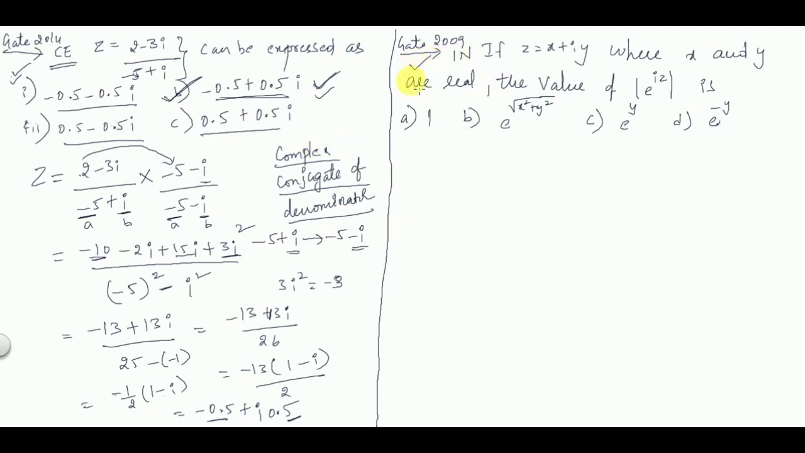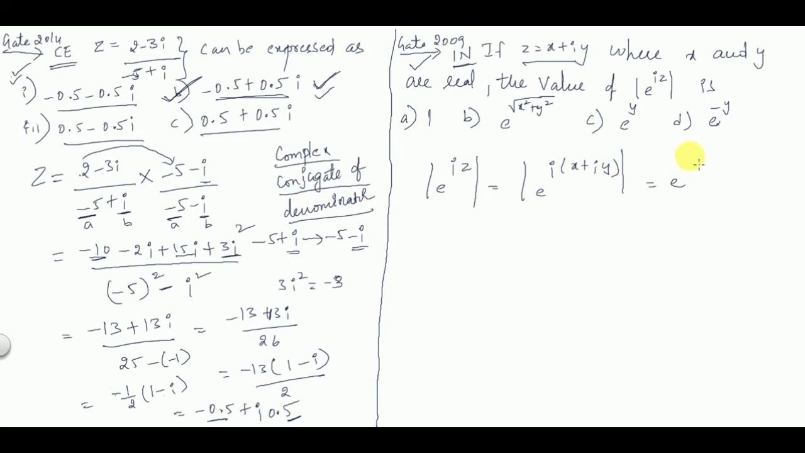So this is asked in GATE 2009 instrumentation branch. In this he has given z is equal to x plus iy is the complex number, x and y are real numbers, then the value of modulus of e power iz he is asking. So he is asking the value of modulus of e power iz. So modulus of e power i into what is z? z is equal to x plus iy.